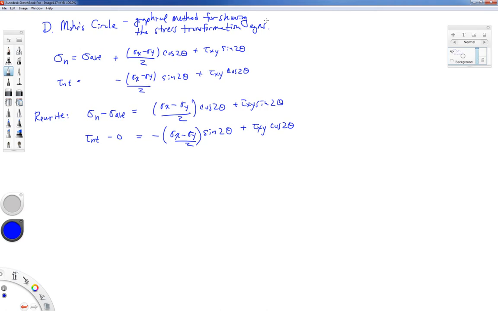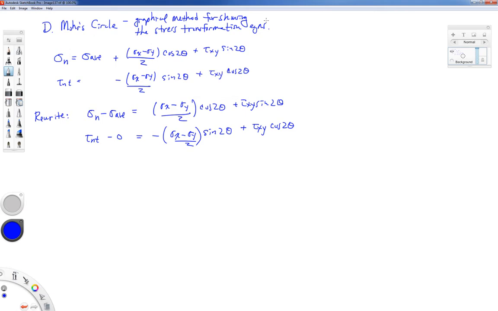What I have written down there for sigma n and tau nt are our stress transformation equations, where I've used the notation sigma average to represent sigma x plus sigma y over 2. So sigma n is equal to sigma average plus the quantity sigma x minus sigma y over 2 cosine 2 theta plus tau xy sine 2 theta, where sigma x, sigma y, and tau xy are the stresses in our original coordinate system, and theta is some variable angle, which we can use to get to any particular orientation of a coordinate system that we want, for example, the n and t directions or the x prime and y prime directions.